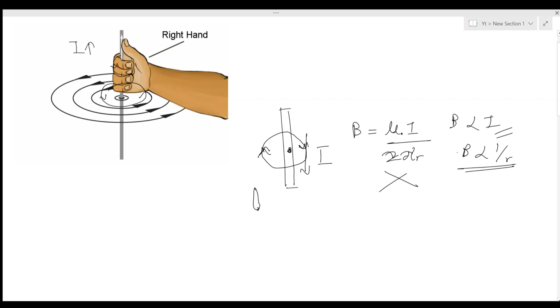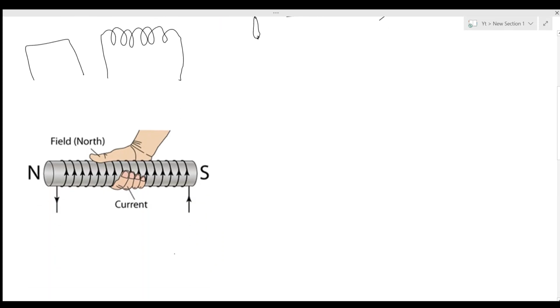So what about for solenoids? For those of you who don't know, solenoids are basically wires that are coiled. So instead of a wire going like this, you can coil the wire to make it go like this, right? So in case of a solenoid, the right-hand grip rule works a bit differently.